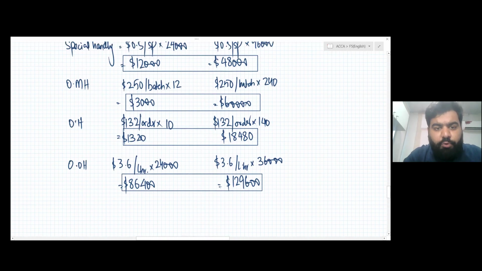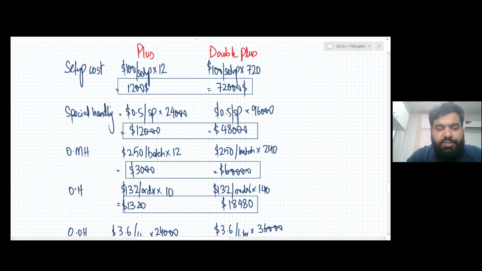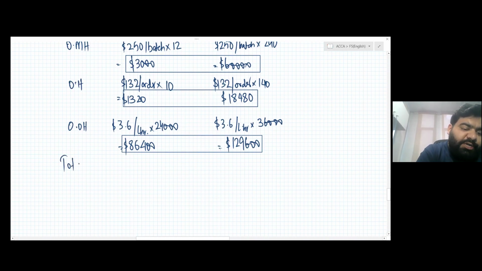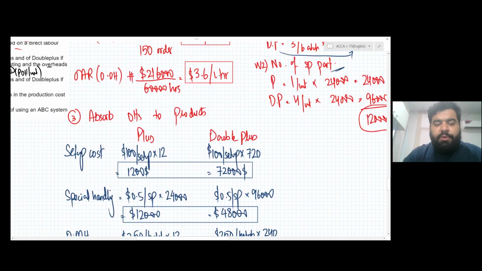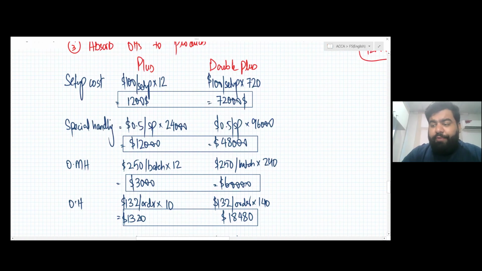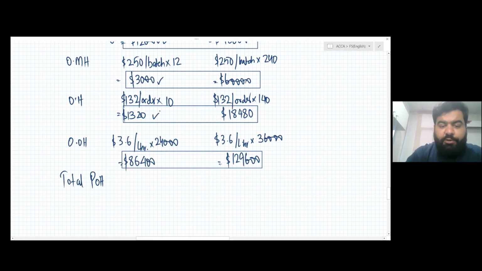Now what we have to do for both of the products, plus and double plus, is calculate total production overheads first. No doubt, absorption costing takes a lot of time, but obviously we have to do the practice. For plus first: 12,000 plus 3,000 plus 1,320 plus 86,400. The total production overheads for plus was 103,920.